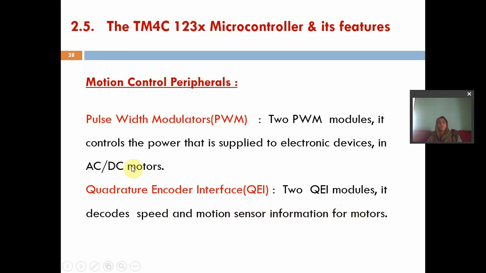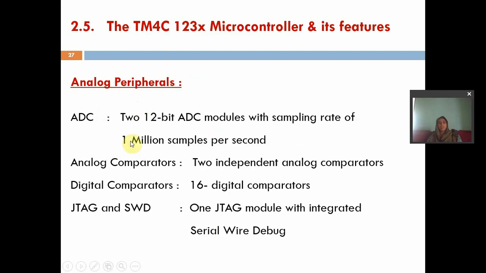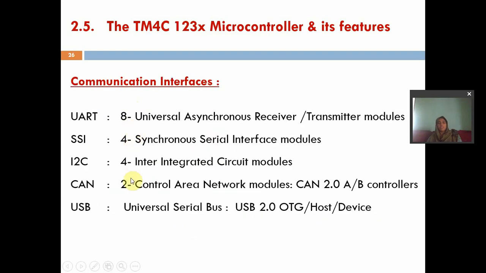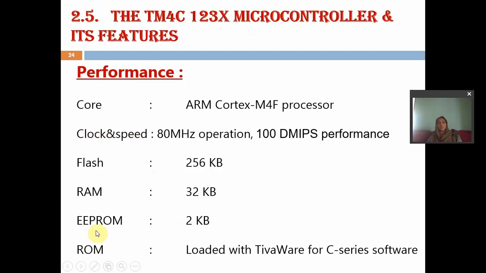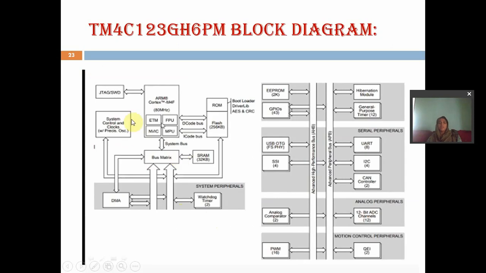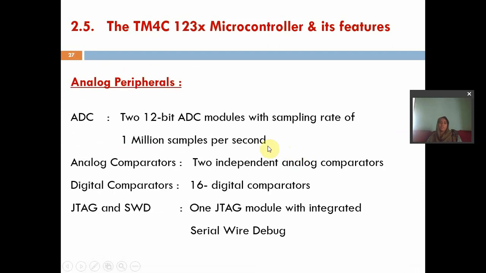These 2 are used in motion control peripherals, and these are the different analog peripherals, these are the different communication interface devices, and these are different system peripherals, and this is the clock and different memory sizes. So flash is 256, RAM is 32, and EEPROM is 2 kilobytes, and this is nothing but the block diagram of TM4C. Okay, I hope you understood this topic.